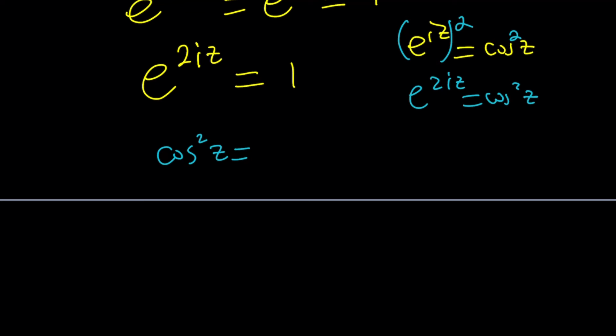So I didn't even plan this out, but this just came up. Now this gives us two solutions. Cosine z is 1 and cosine z is negative 1.